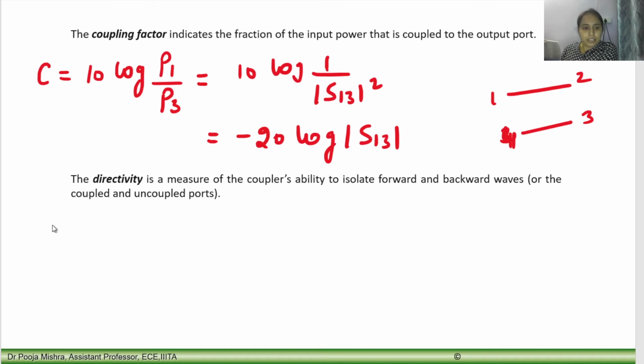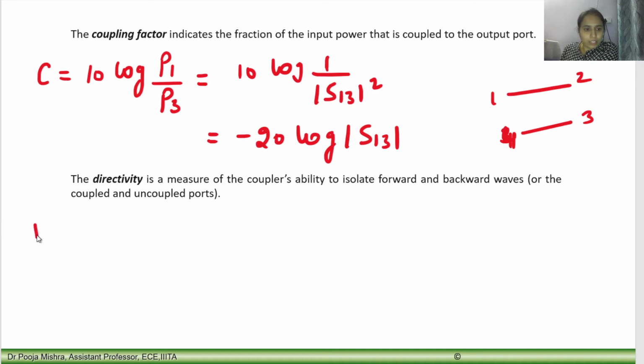Next comes the directivity. The directivity is the measure of the directional coupler's ability to isolate the forward and reverse traveling waves. How well it is able to distinguish between the incident wave and the reflected wave, or the forward wave and the reflected wave, is the directivity.